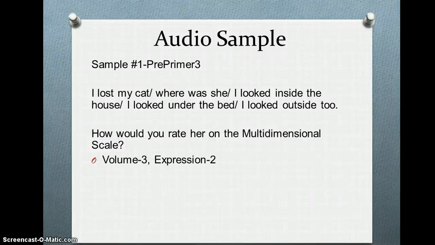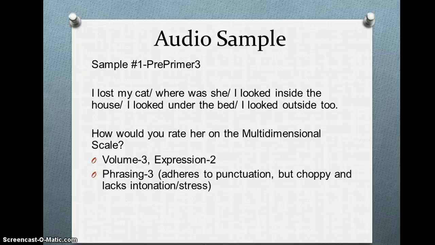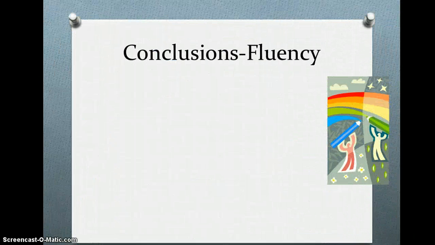So how would you score her on Rosinski's scale? Well, I would give her a 3 for volume. She's pretty loud. But on expression, I would give her a 2. It's very monotone. Phrasing, she adheres to punctuation, but it's very choppy and it lacks intonation and stress. Smoothness, a 4. That might be a little high, maybe a 3.5. Pace, she does keep it moving. She does have a pretty high score for words per minute. So that's how I would score her on that indicator.